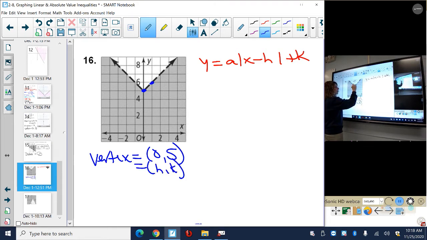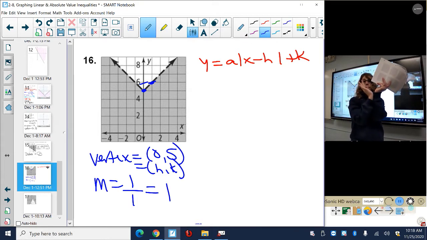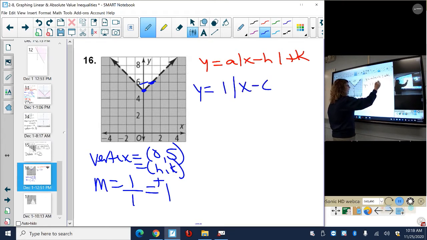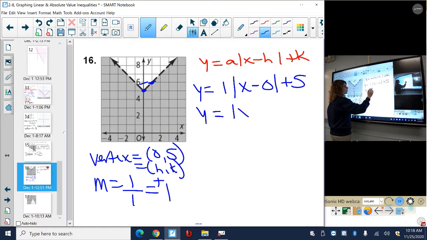From there, I need to find another point, rising up and going to the right 1, so my slope is 1. Is it opening up like a valley, or is it opening down like a mountain? It is opening up, so it's positive, so I have y is equal to 1 absolute value of x minus 0 plus 5. So y is equal to absolute value of x plus 5.